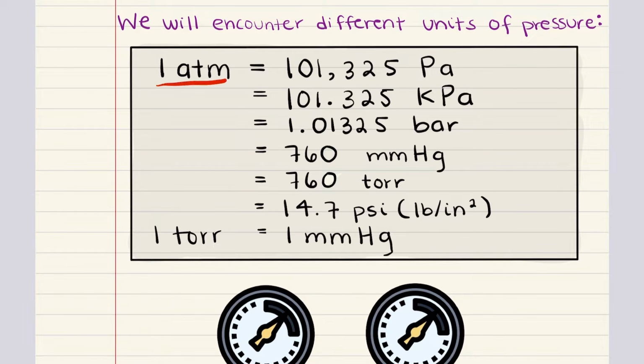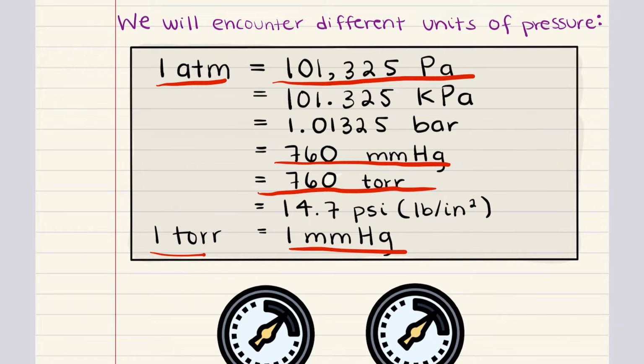Now, 1 atmosphere is equal to 101,325 pascals. 1 atmosphere is also equal to 760 millimeters of mercury, and 1 atmosphere is also equal to 760 torr. In addition, 1 torr equals 1 millimeter of mercury.